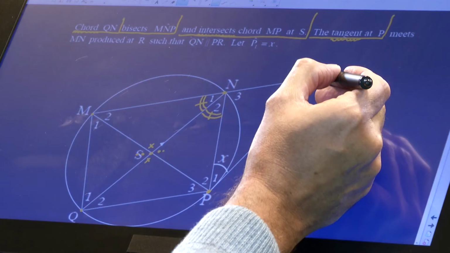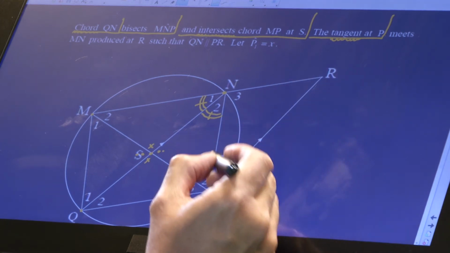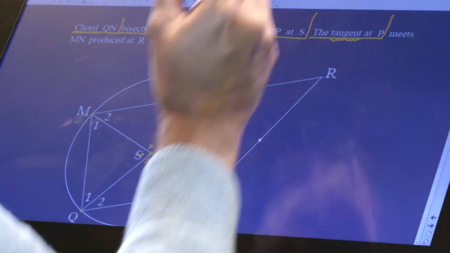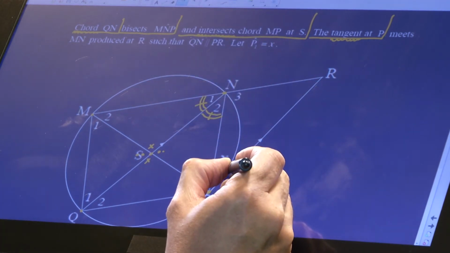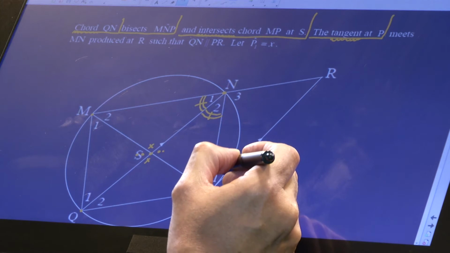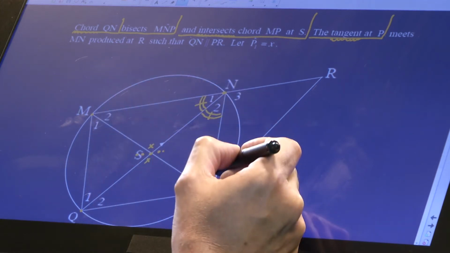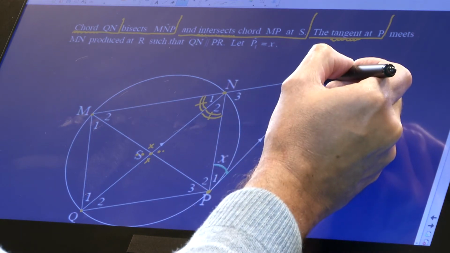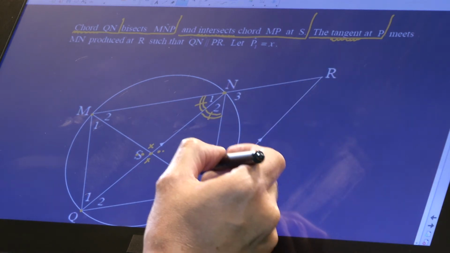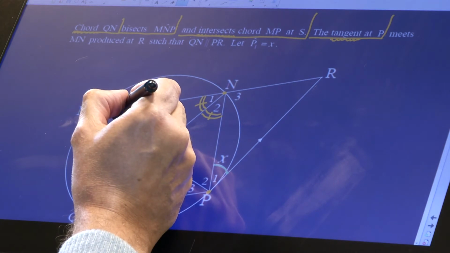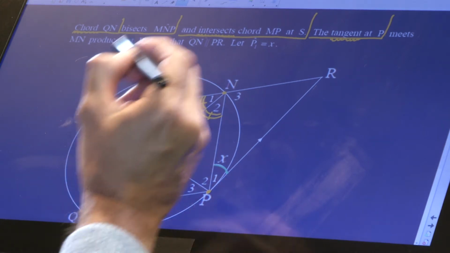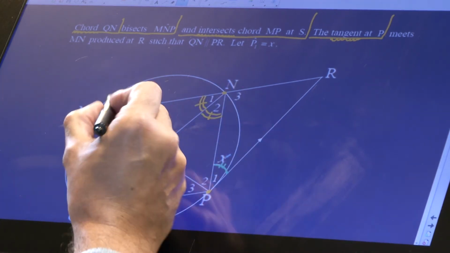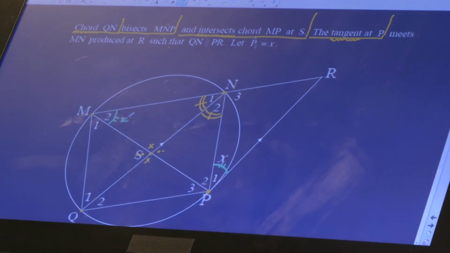If this is the tangent line over here, the angle between the tangent and the chord, let me use a green, that angle is equal to the angle in the alternate segment. Now here's the chord. The angle between the chord and the tangent is equal to the angle in the alternate segment. So M2, let's give it two lines, is equal to P1. So both of these angles are X.